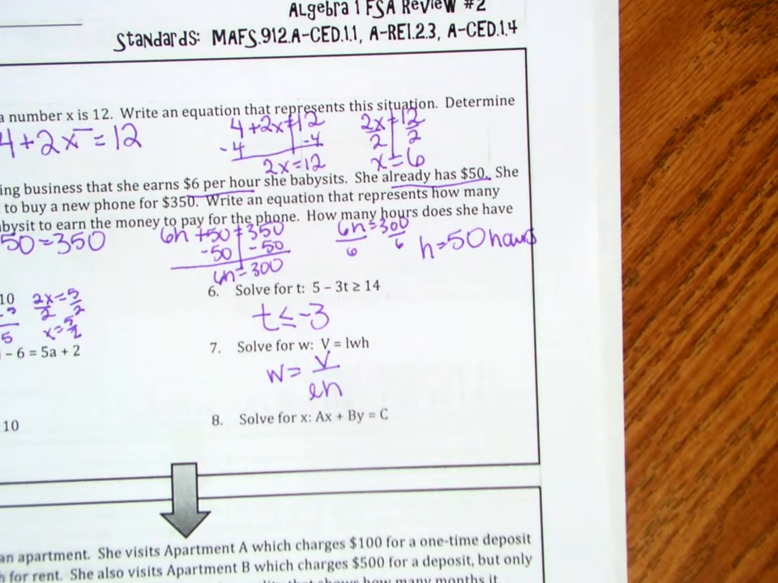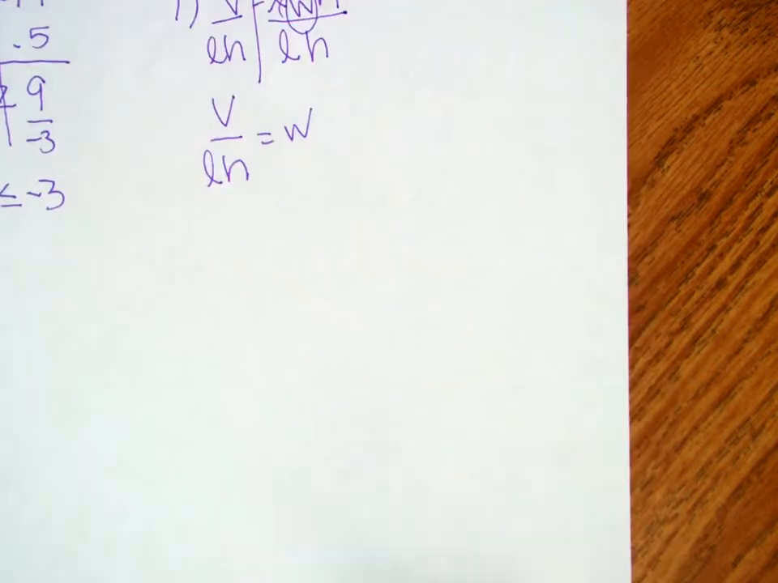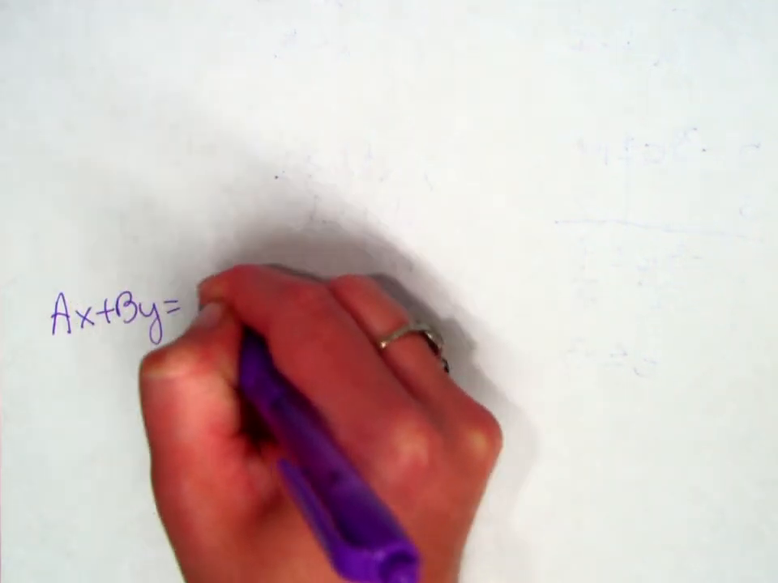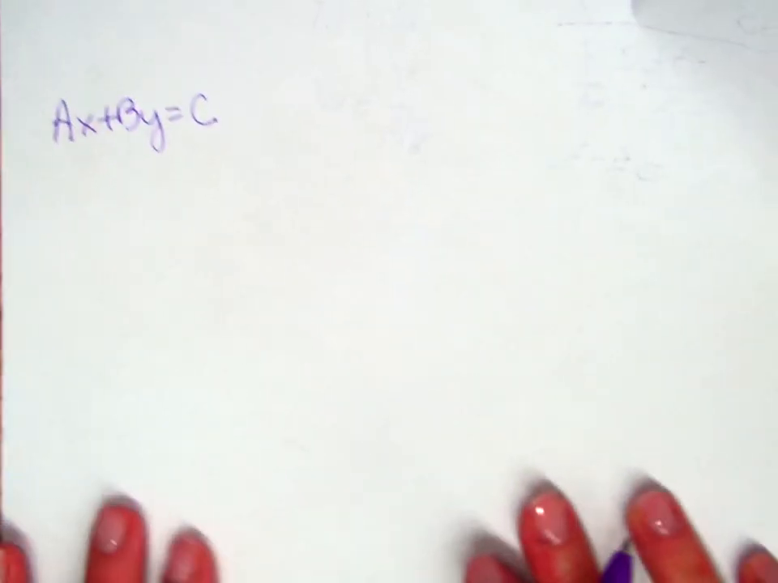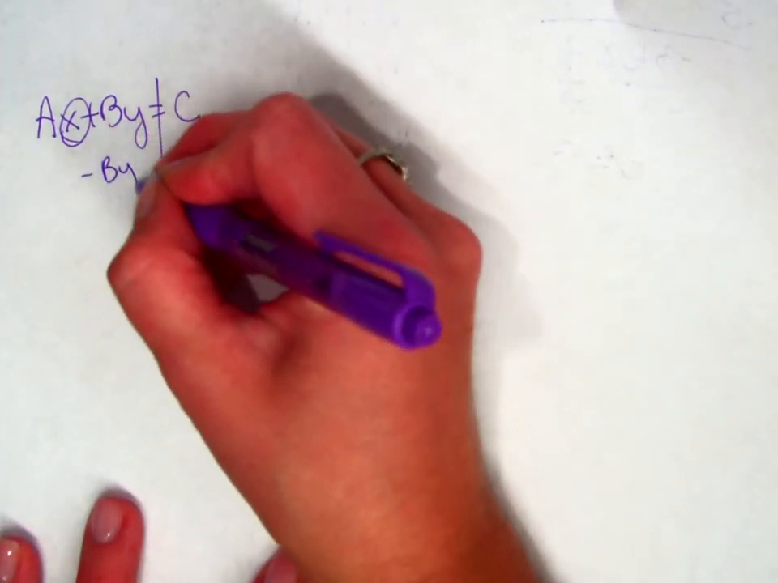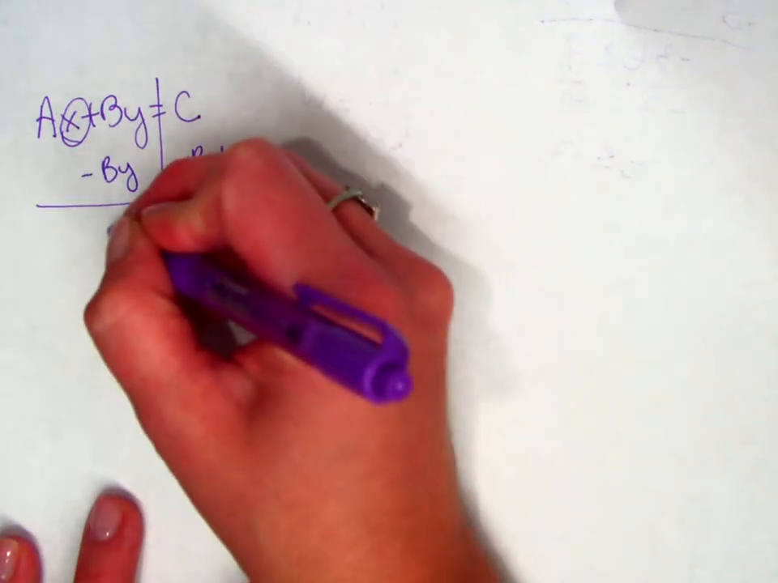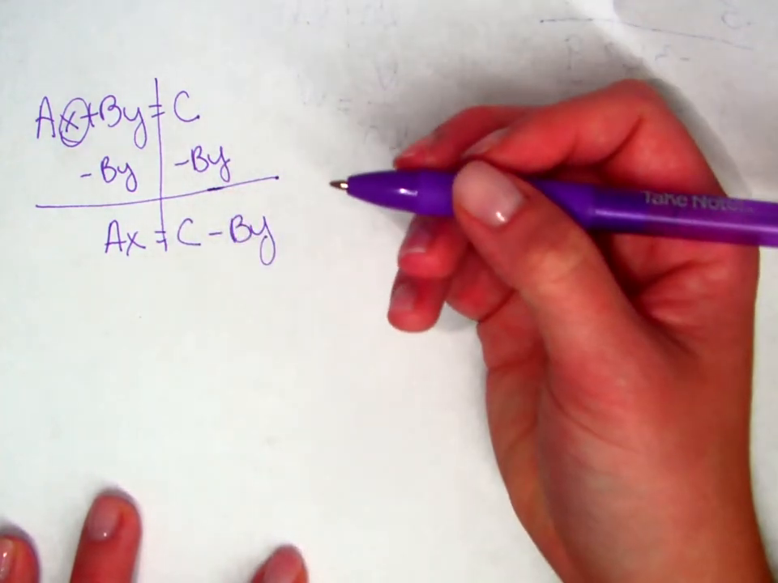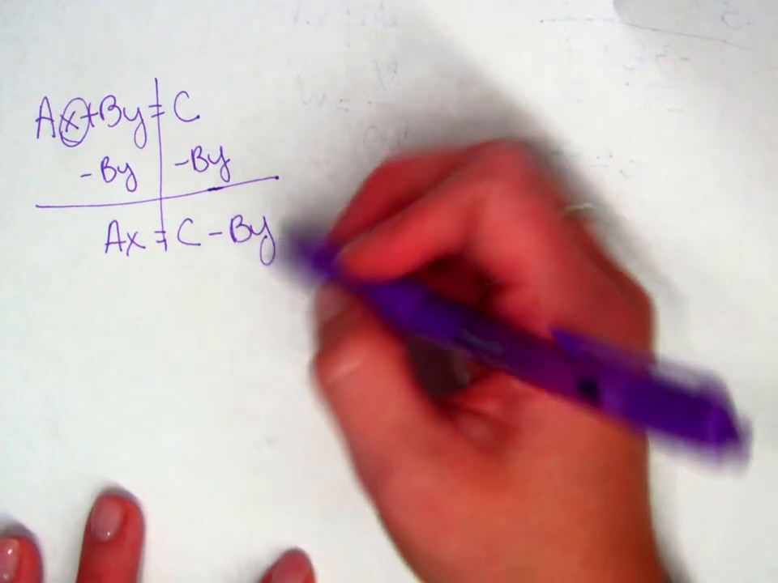And then for number 8, it's ax plus by equals c, and they want me to solve for x. I don't understand why they want me to always solve for the x. I mean, I've got plenty of x's. All right, so I've got ax plus by equals c. And I am solving for, I'm going to circle it, x. So I need to get my ax term by itself. So first thing, I'm going to subtract by. So then I'm left with ax equals c minus by.